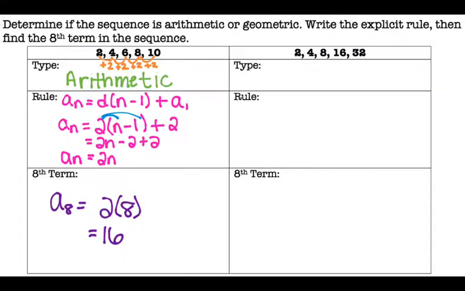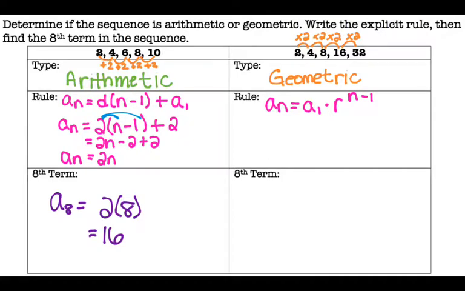All right, my other sequence, I have 2, 4, 8, 16, 32. So to go from 2 to 4, I multiply by 2. To go from 4 to 8, I multiply by 2. 8 to 16, times 2. 16 to 32 was times 2. So this is geometric. And the rule for geometric is a sub 1 times your rate raised to the n minus 1 power. So a sub 1 was 2, my rate was 2, raised to the n minus 1. I can't really simplify that.